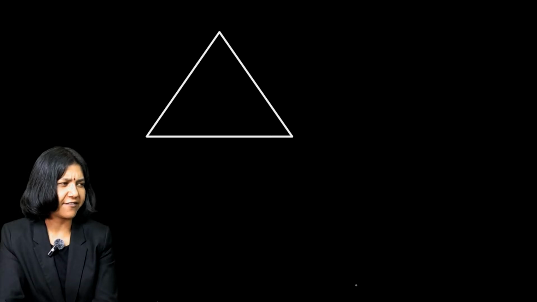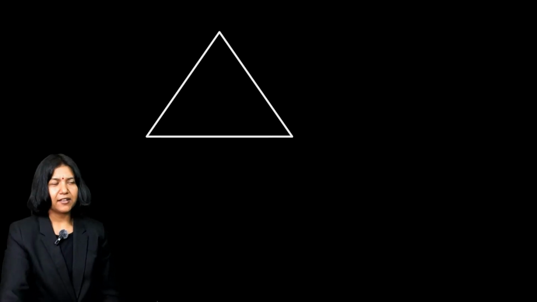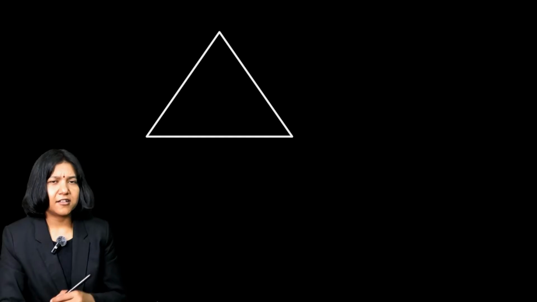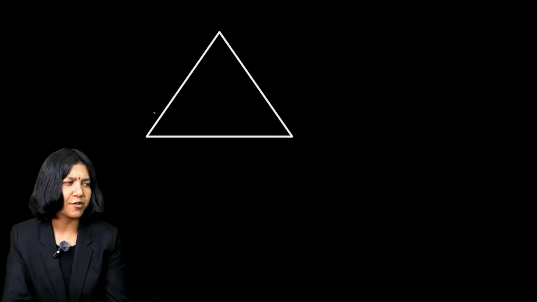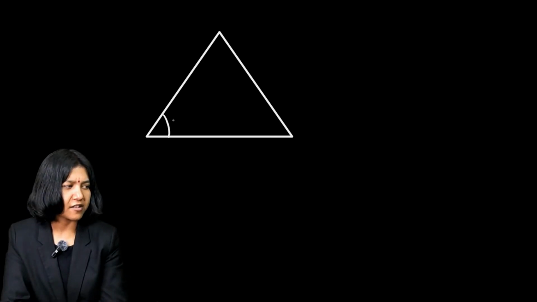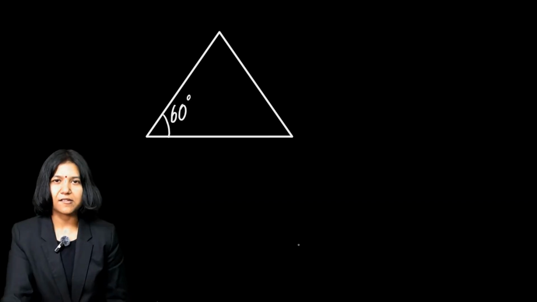So let's say I have an equilateral triangle, and in the case of an equilateral triangle, I have the possibility of getting both 60 degrees and 30 degrees. Why? Because I know every angle will be 60 degrees each. So if this is 60, every other angle is 60 degrees, right?